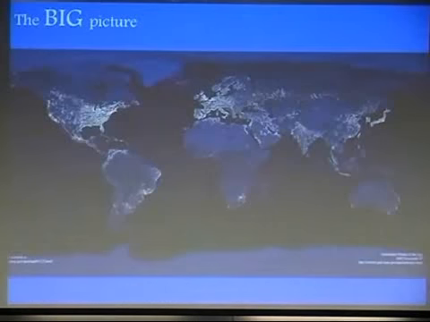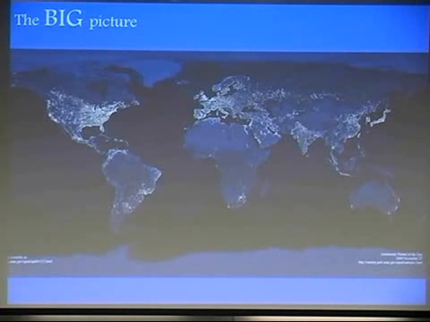Next slide. What's the big picture? This is the big picture. This is NASA satellite imagery taken at night. There's a lot of lights out there, with the exception of North Korea. North Korea doesn't get lights. And that little island there is South Korea. North Korea is missing. There's a lot of lights out there.